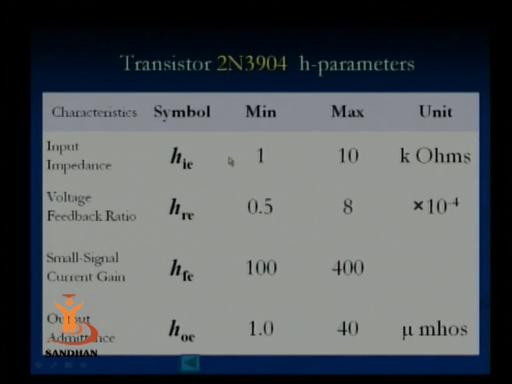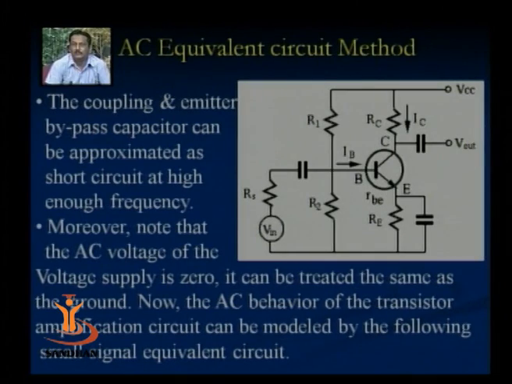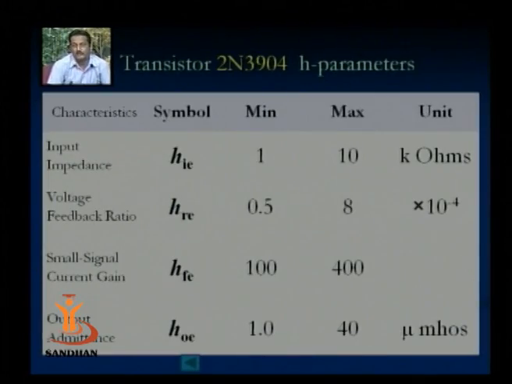For example, for a transistor 2N3904, the typical values of the H parameters are like this. The input impedance HIE ranges from 1 to 10 kilo ohm, minimum to maximum. The voltage feedback ratio HRE is likewise 0.5 to 8 times 10 to the power minus 4, and the small signal current gain is 100 to 400. As we mentioned earlier, normally it changes from 50 to 100, 200, 300 like that. So these are the normal values of the H parameters.